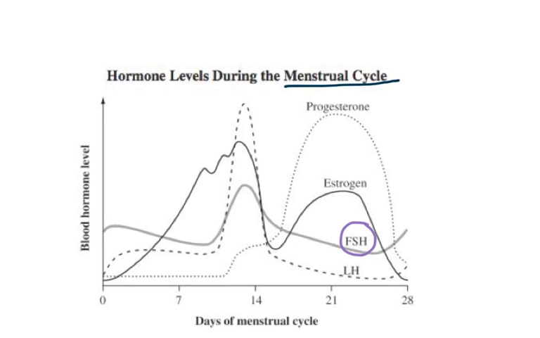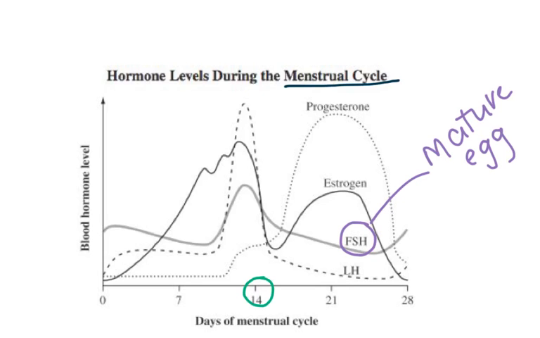FSH. So if we go back to our notes, what does FSH do? FSH is going to take a follicle and develop that follicle into a mature egg, which, if we look at this, mature egg, that needs to be done before ovulation. Going back to our notes, ovulation is going to occur at day 14.